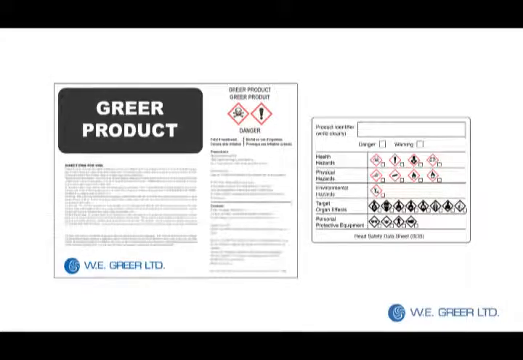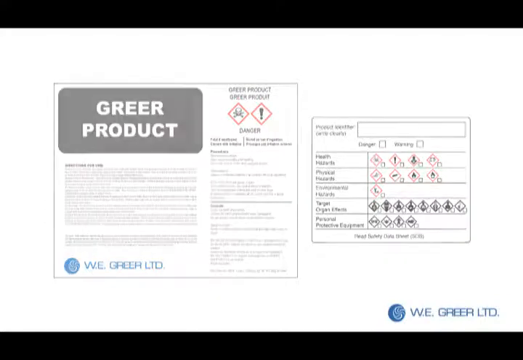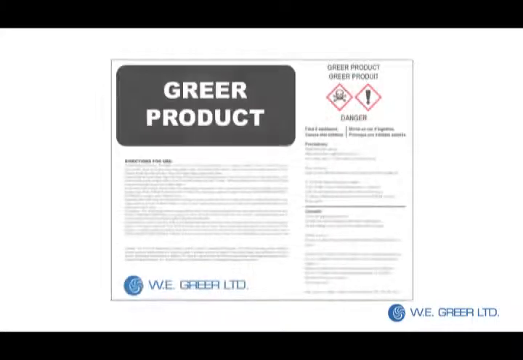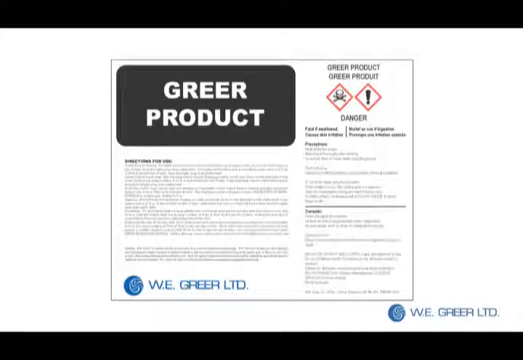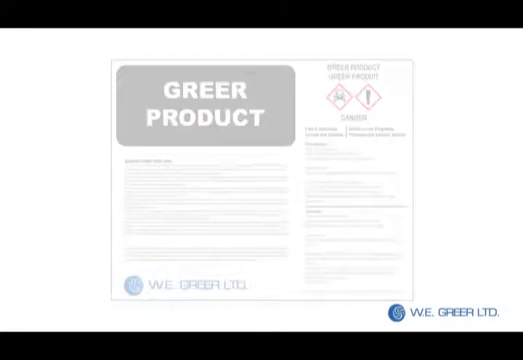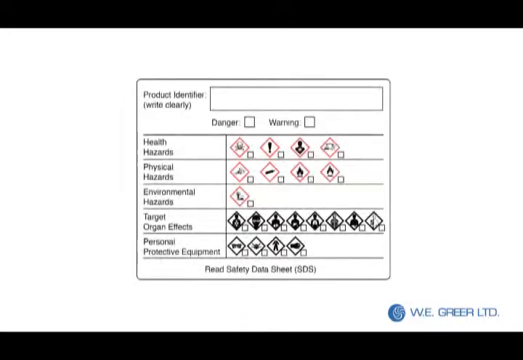There are two types of WHMIS labels: product labels and workplace labels. Product labels are found on the original chemical packaging and are placed there by the supplier. Workplace labels are made by the final user of the product when the chemical needs to be decanted to a secondary bottle.